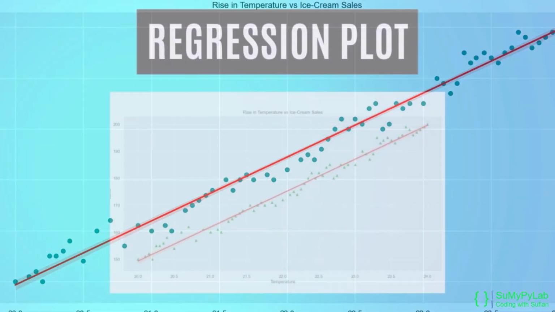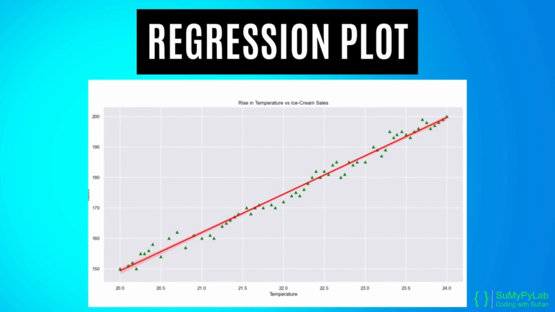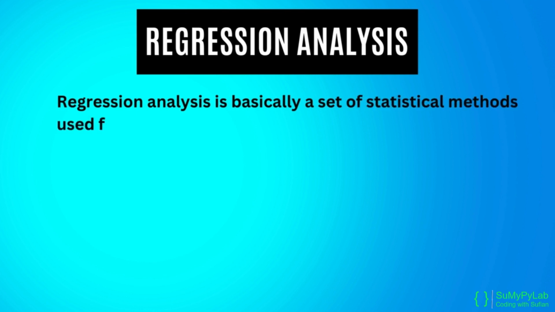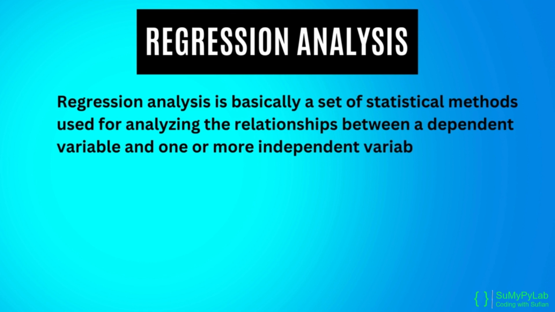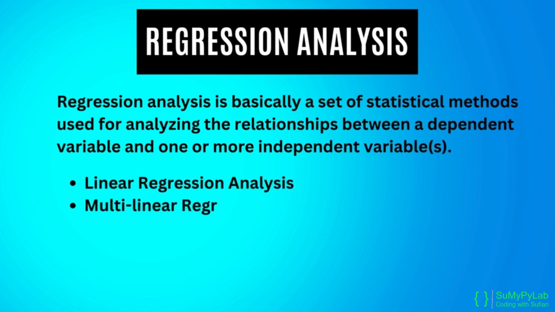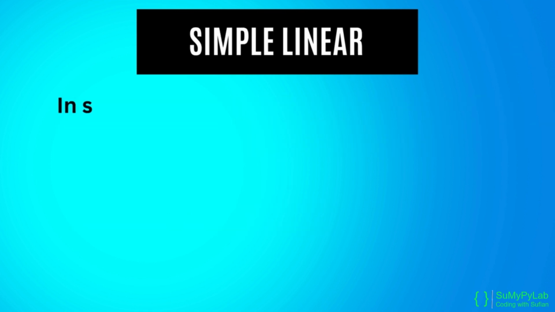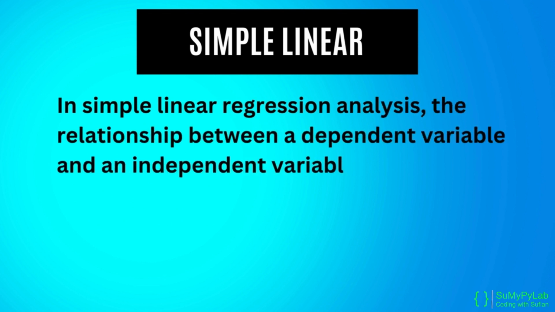Before we proceed, let's have a brief introduction to regression analysis and regression line. So, what is regression analysis? Regression analysis is basically a set of statistical methods used for analyzing the relationships between a dependent variable and one or more independent variables. It has many variations such as linear, multilinear, and nonlinear regression analysis. In simple linear regression analysis, the relationship between a dependent variable and an independent variable is analyzed.